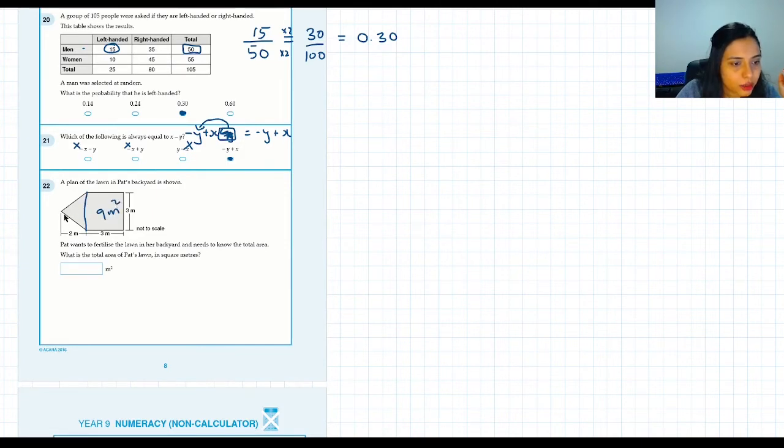And this triangle is a triangle on its side. So if you draw it here by flipping it, the height of the triangle is 2 meters. And this base is 3 meters. So the area will be half times base times height, so half times 3 times 2, which is 3 meters squared.